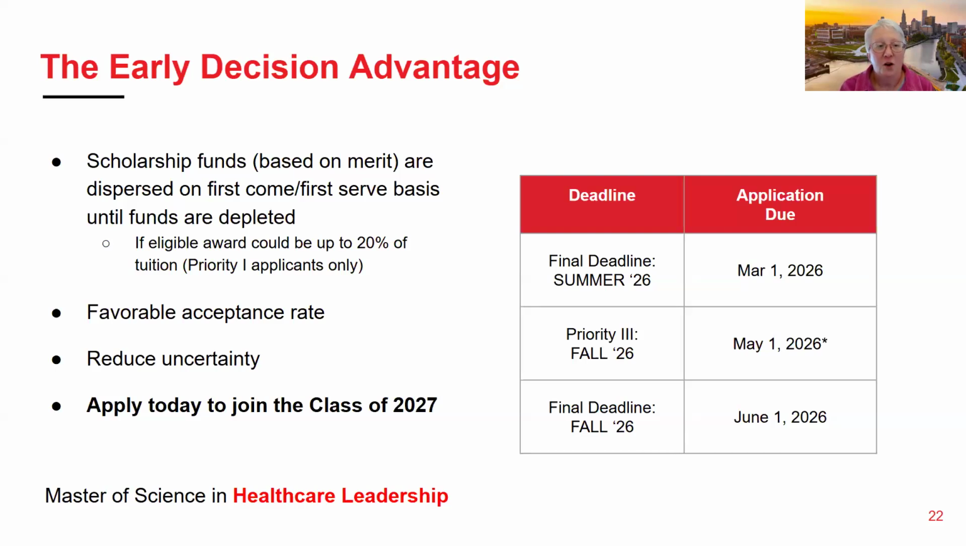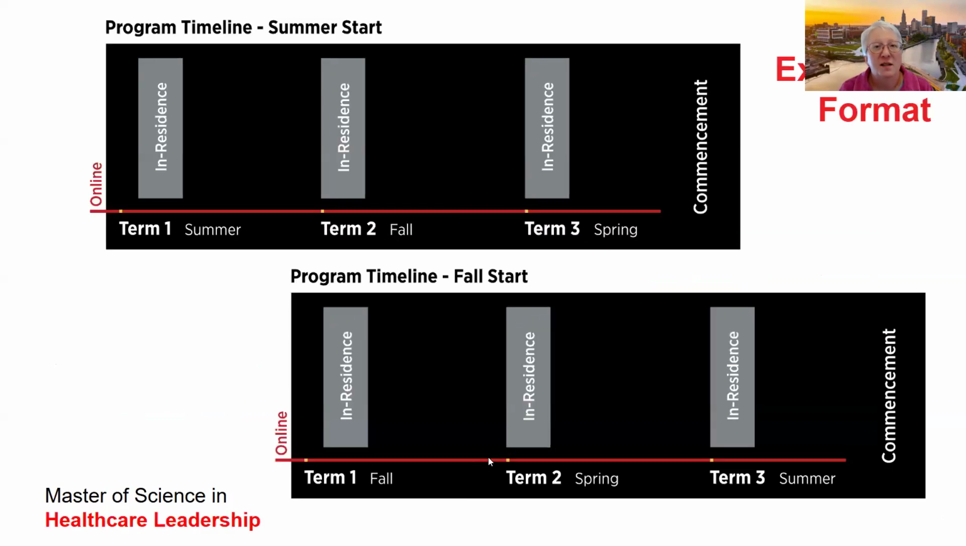For the fall enrollment period, we have a May 1st deadline and a June 1st deadline as the final deadline. But note that May 1st is the final deadline for international applicants. And both of these, the summer intake and the fall intake, would be the class of 2027. So we look forward to having you join us.